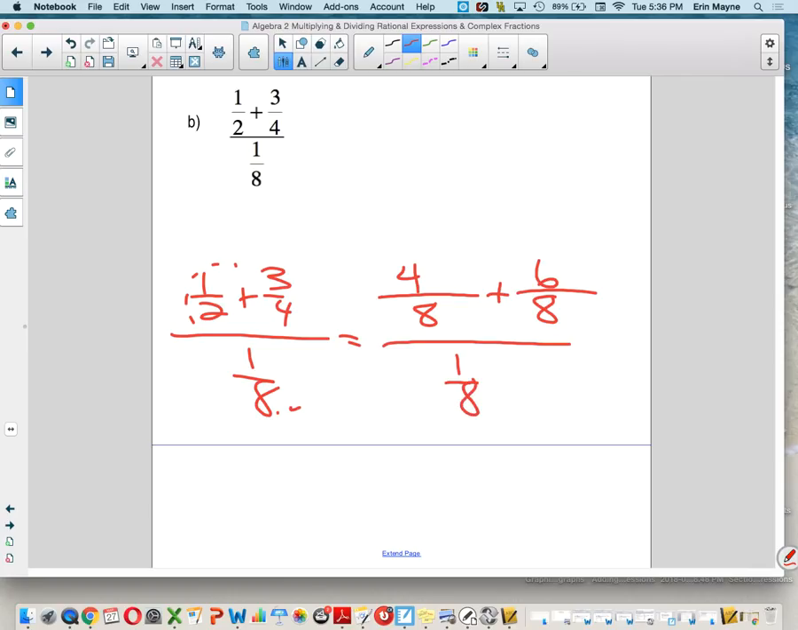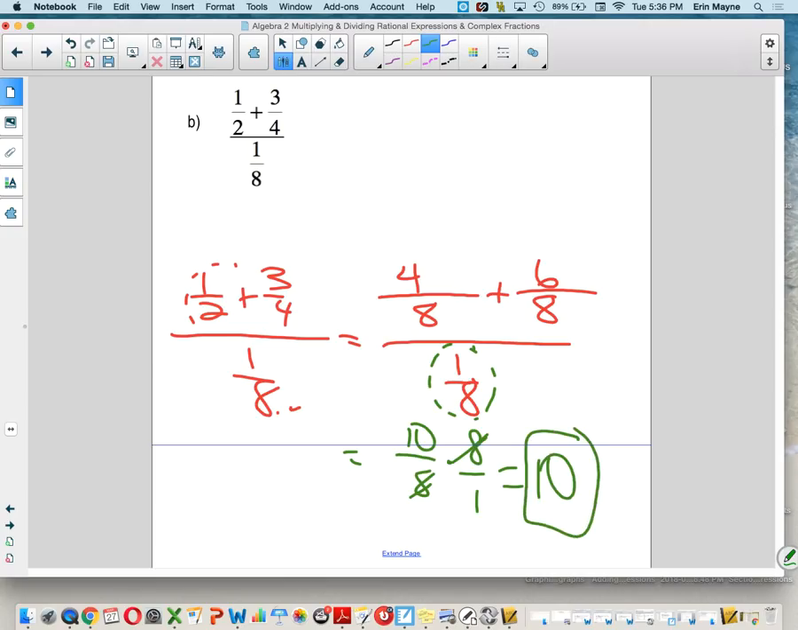Watch how clean this becomes. This is 10/8, then I'm dividing by this fraction, I'm multiplying by the reciprocal. This is just simply 10. But some of you may hate adding those fractions.